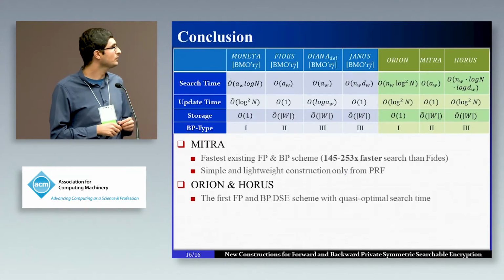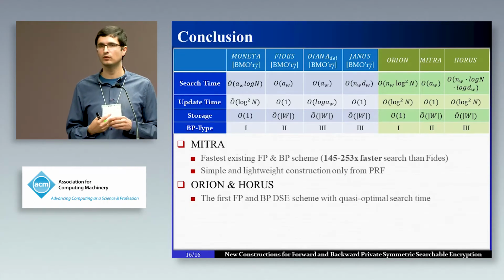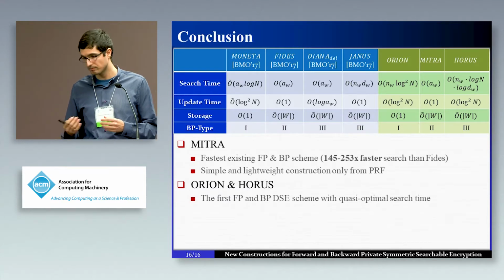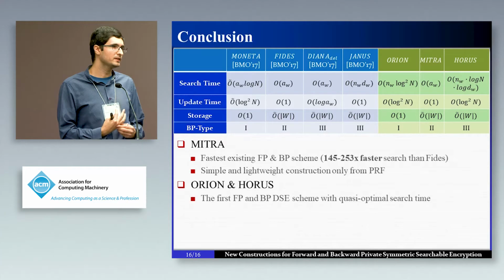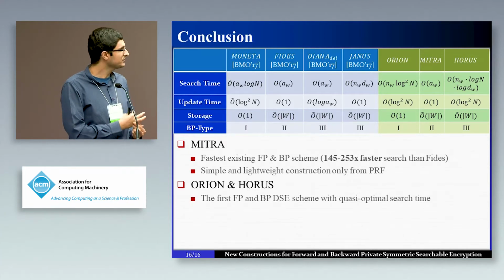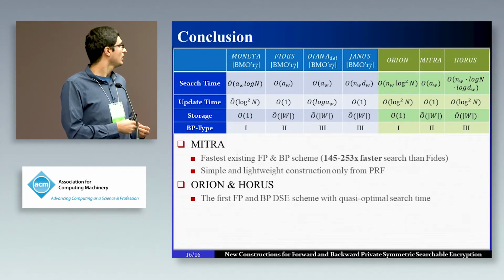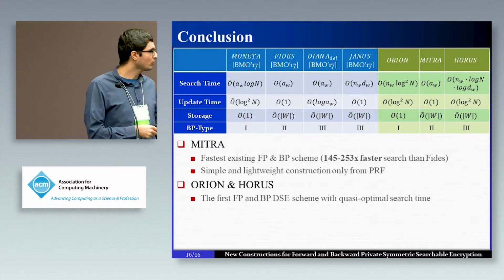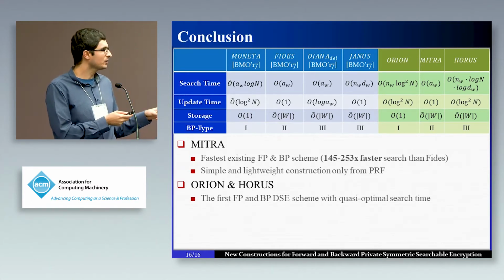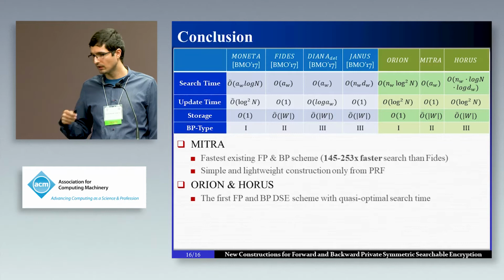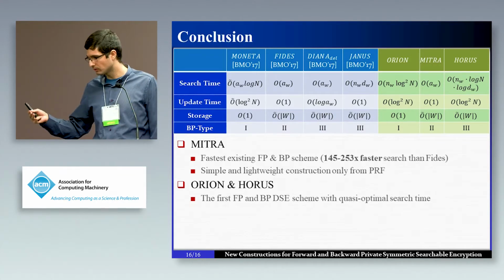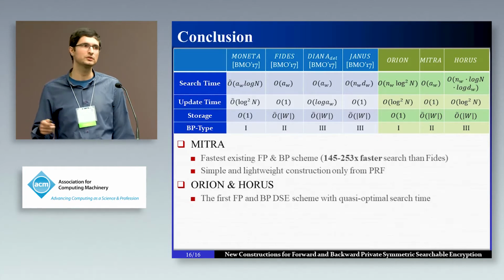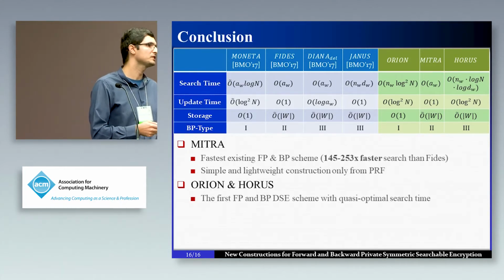To conclude, we propose 3 backward and forward private schemes. MITRA is the fastest forward and backward private scheme. It is very simple. ORION and Horus are the first forward and backward private schemes with quasi-optimal search time. And there is lots of future work in this area. For example, it is good to try to remove ORAM from these constructions.